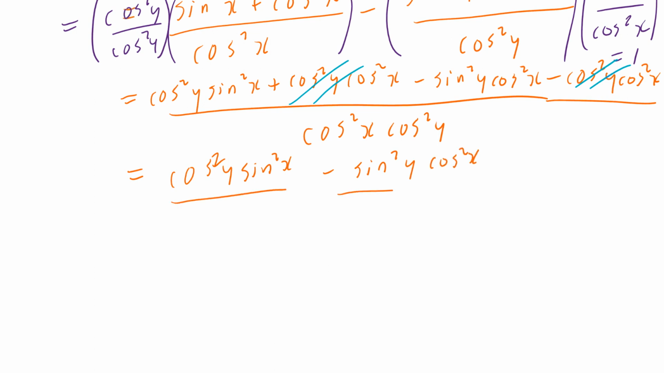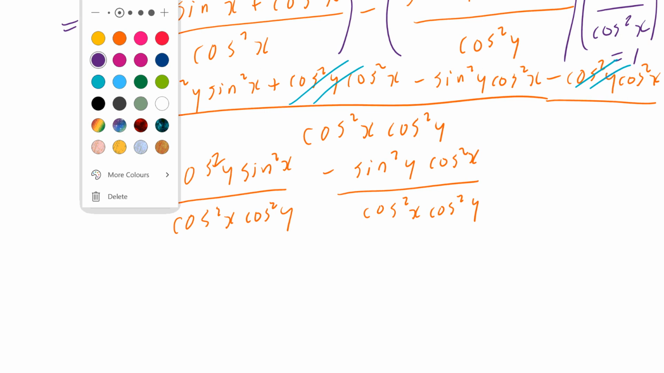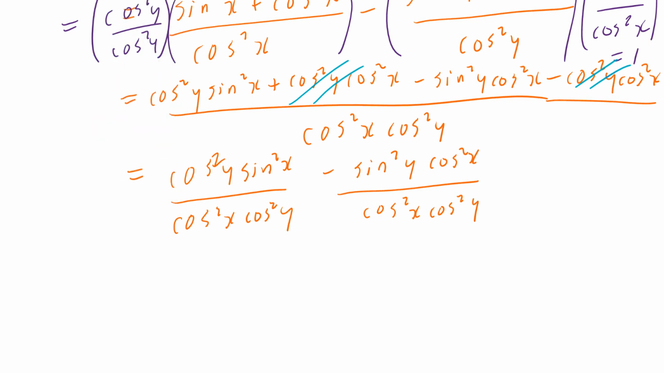And instead of rewriting it as one fraction, you can break it apart. So in this first case, you divide it by cos square x, cos square y. Likewise, the same idea in the second case. And now if you look carefully, in the first case, you can cross out cos square y divided by cos square y. In the second fraction, you can also cross out cos square x divided by cos square x.